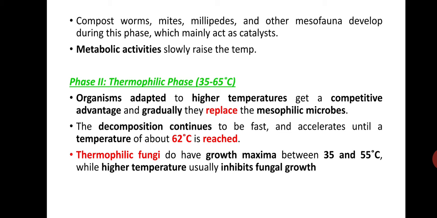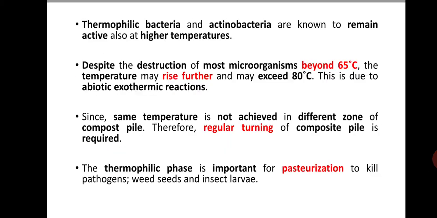So the decomposition here continues to be fast, and it is accelerated at a very high rate. Obviously if it happens, the temperature will rise, and something about 62 degrees centigrade is reached. You should understand that in this phase the thermophilic fungi show maximum growth in this range. But above this temperature, the fungal growth will be inhibited. Okay. So at this temperature, most of the thermophilic bacteria and actinobacteria remain active, right.